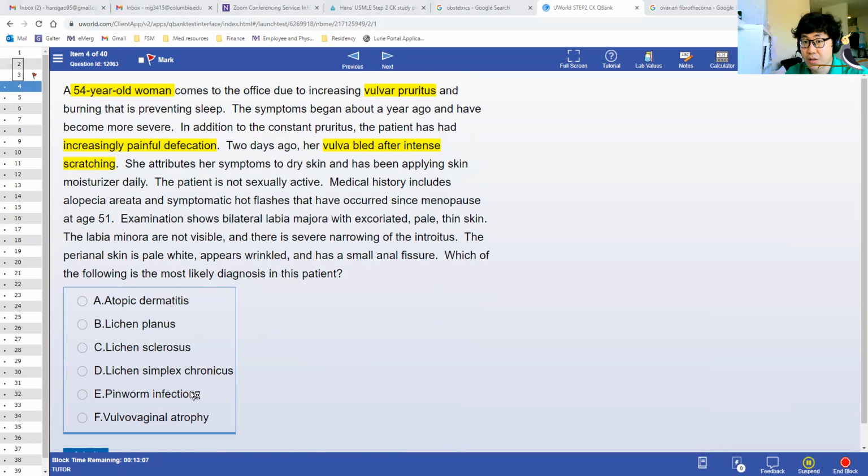Yeah, that's good. So I was right. So lichen sclerosus, you have this parchment-like condition, and it can be pretty itchy. All right. Applying skin moisturizer daily, not sexually active, alopecia areata. Okay. Symptomatic hot flashes. So this could mean that she's not getting enough estrogen, but we'll see.